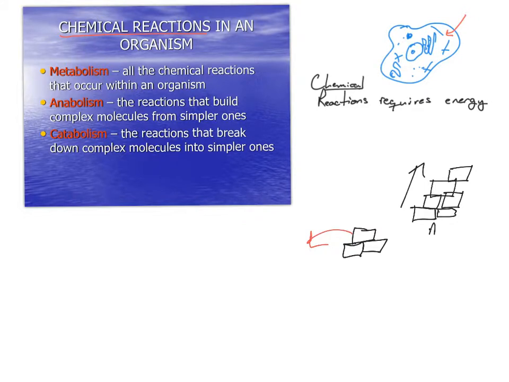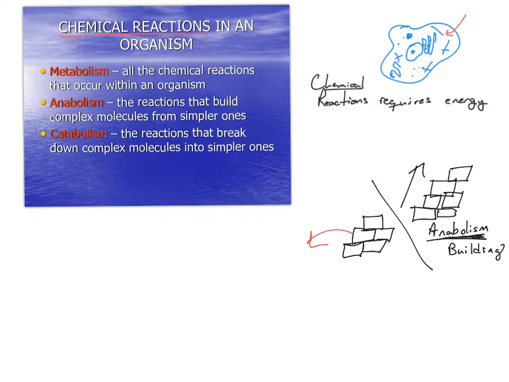we call that anabolism. That's where we get this word anabolic steroids. Those are steroids that help you build muscle, right? So that's anabolism. By the way, very bad for you. Don't take steroids unless a doctor prescribes them. They have a lot of side effects. So when a chemical reaction is building, we call it anabolism. So that's building up the body, building muscle, etc.